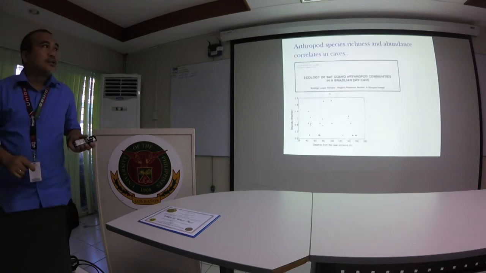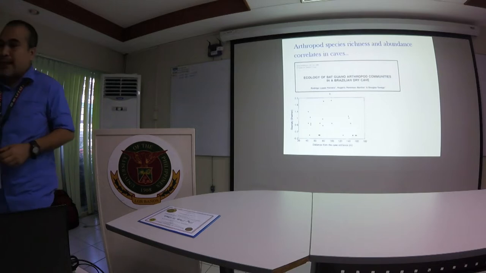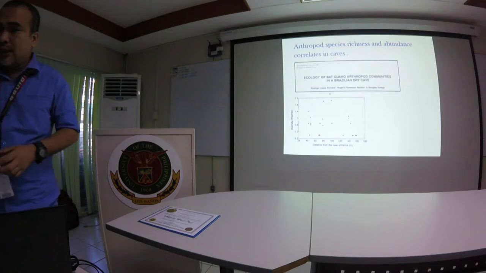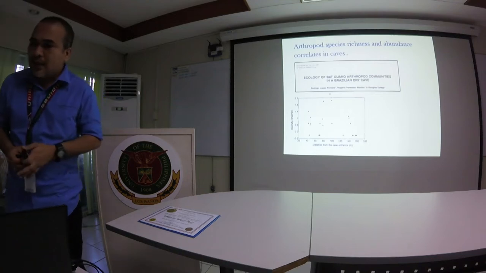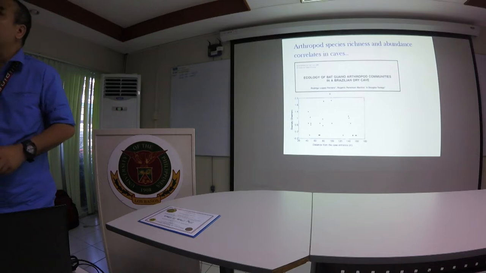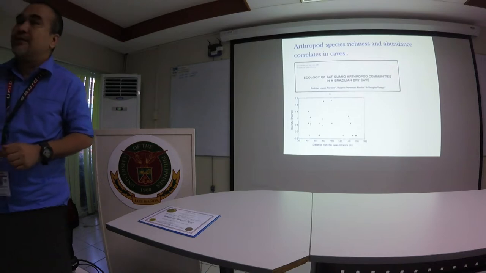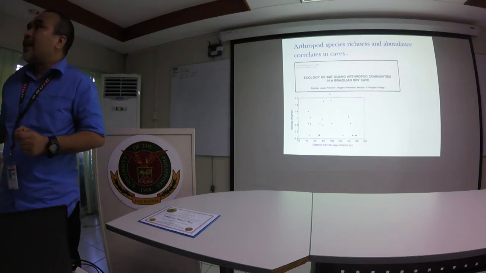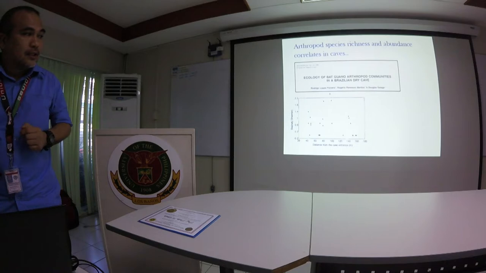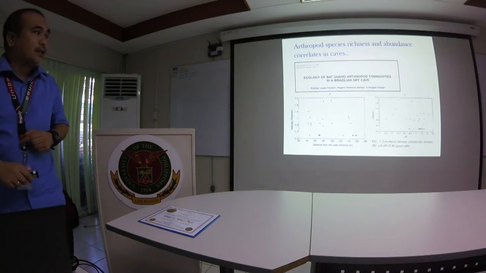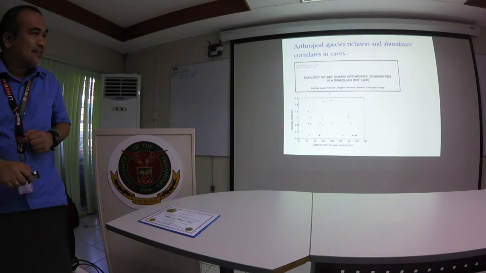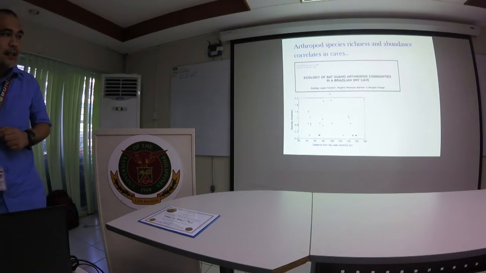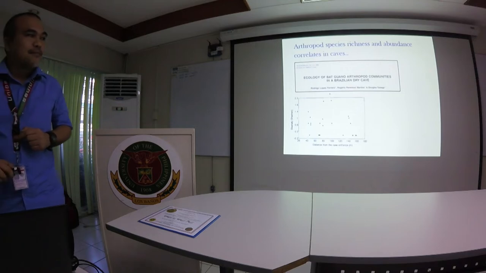And then looking into correlates, we're now zoning in on my main topic, arthropod species richness and abundance correlates in caves. This was done by Rodrigo Ferreira. Rodrigo Ferreira is an authority in neotropical caves, actually. And he used several cave attributes. One example would be distance from cave entrance. And he compared it with Shannon diversity.